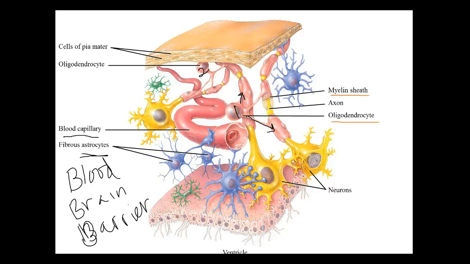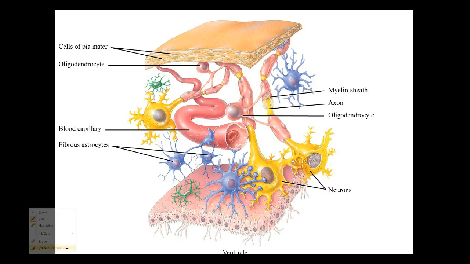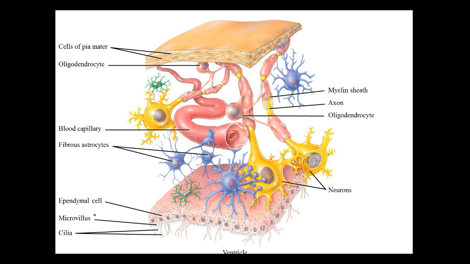The next cell is going to be the ependymal cells. If you look at this picture, ependymal cells are similar to columnar-shaped cells. They're not as columnar, they're a little bit cuboidal in shape. But what's important is that they have microvilli as well as cilia. They're not quite columnar and not quite cuboidal, so they're unique glial cells.